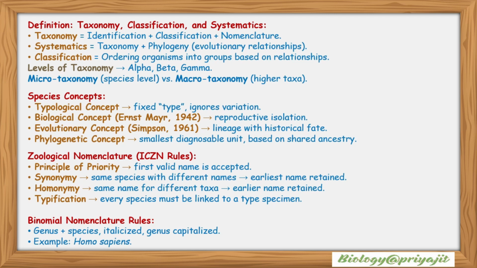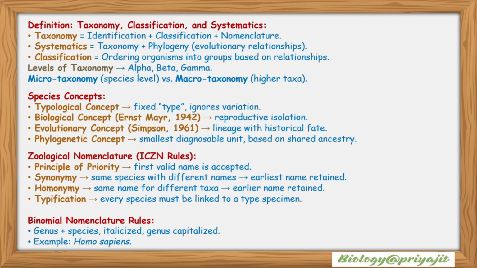There are four species concepts. The typological species concept discusses fixed types and ignores variation. The biological species concept was proposed by Ernst Mayr in 1942. It was based on reproductive isolation. The evolutionary species concept was proposed by Simpson in 1961. Its basis was the lineage with historical fate. The phylogenetic concept was the smallest diagnosable unit, and it was based on shared ancestry.